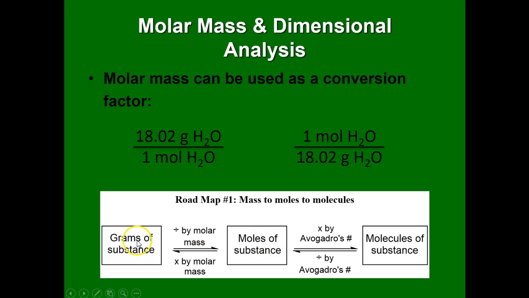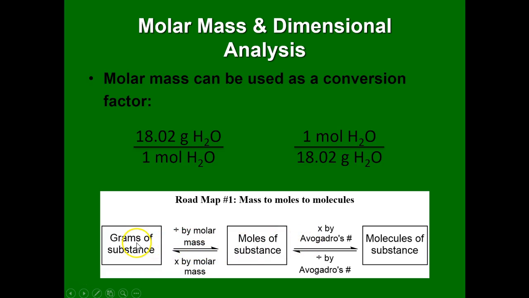And the idea of the roadmap is that you're going to get a type of problem where you're given some measurement, either the mass of the sample of a substance, or the number of moles of the substance, or the number of molecules of the substance. You'd be given one of these 3 values and be asked to calculate one of the other 2, and you simply follow the arrows and do whatever operation it says above the arrow or below the arrow.